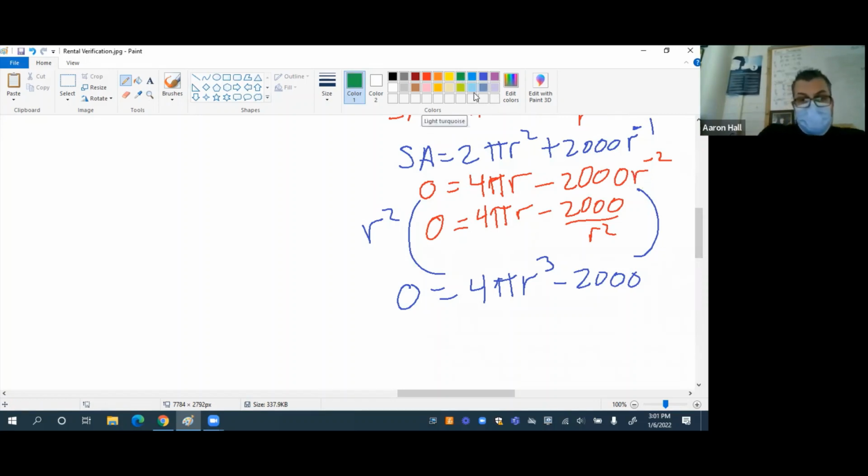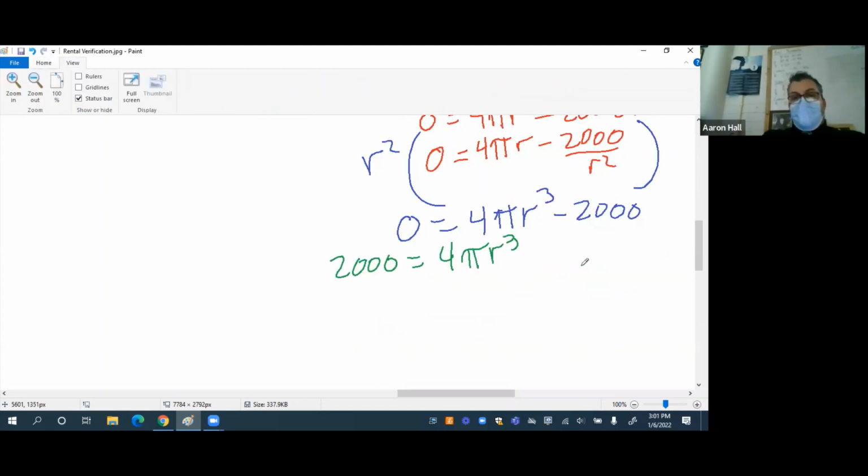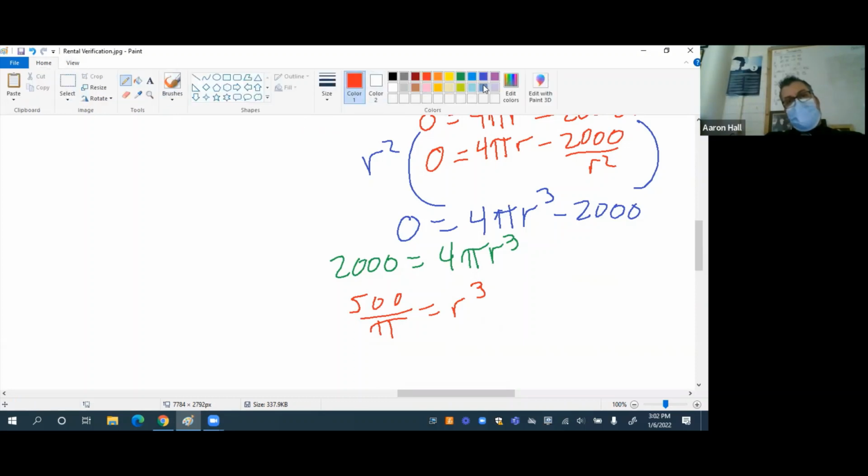Add 2,000 to both sides. It gives me 2,000 equals 4 pi times r cubed. Dividing by 4 pi, that gives me 500 divided by pi equals r cubed. Now what?